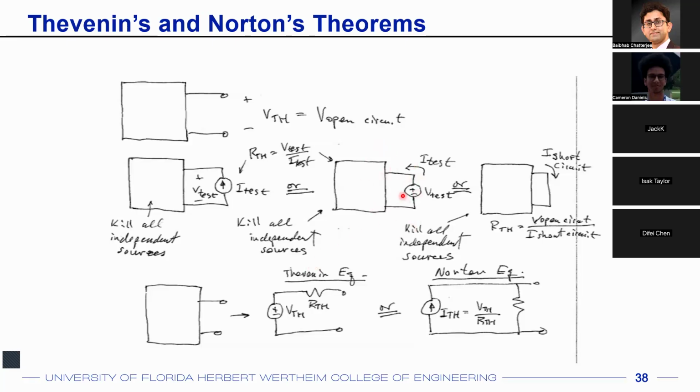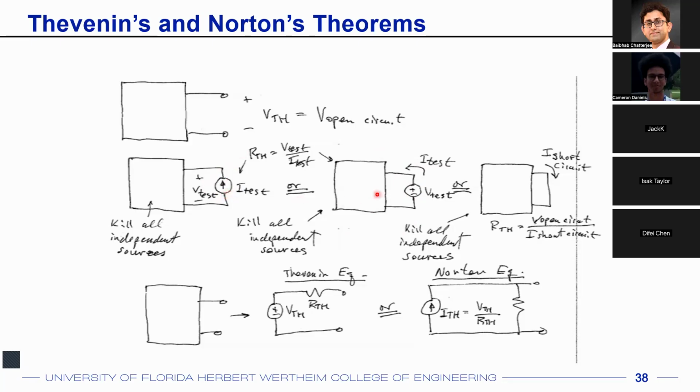Again, as I said in the first lecture, there are multiple ways to solve the same problem in electronics. So instead of connecting a test voltage, what you could have done is connect a test current over here. And I know that many of you will feel more comfortable connecting a voltage source than a current source in a circuit.